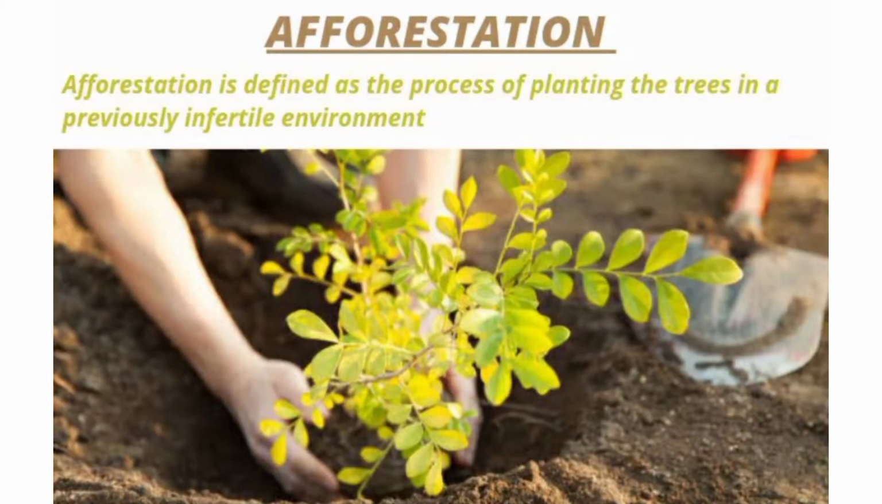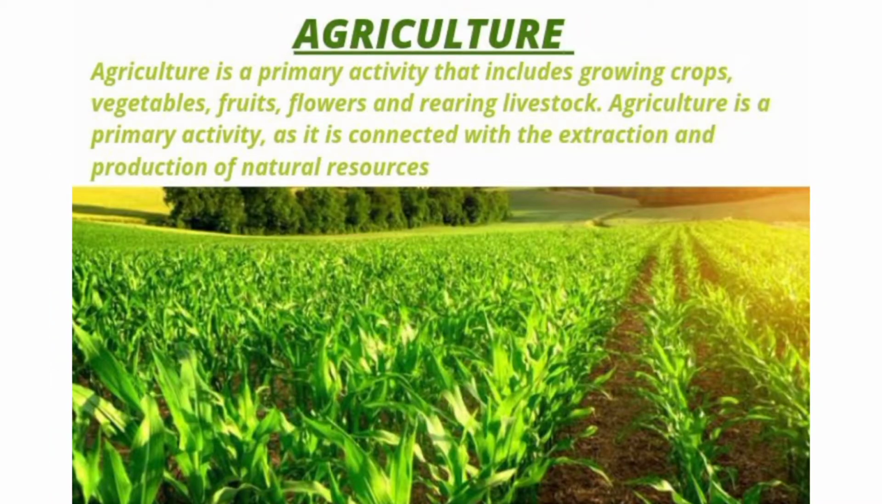Afforestation. Afforestation is defined as the process of planting trees in a previously infertile environment. Agriculture. Agriculture is a primary activity that includes growing crops, vegetables, fruits, flowers, and rearing livestock. Agriculture is a primary activity as it is connected with extraction and production of natural resources.